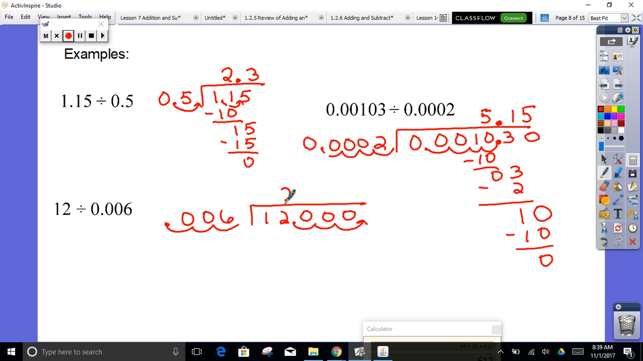6 goes into 12 twice with a 0 remainder, and then since the rest are zeros, we do need to finish all of the zeros because our decimal place is over here. So it gives us an answer of 2,000. Any questions about that? Okay, next problem.